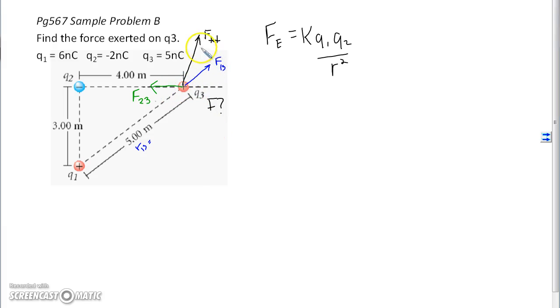Now notice that it's also up. It probably is going to be the same magnitude as this. So this is exaggerated, but that's the idea. So we're looking for this value right here.